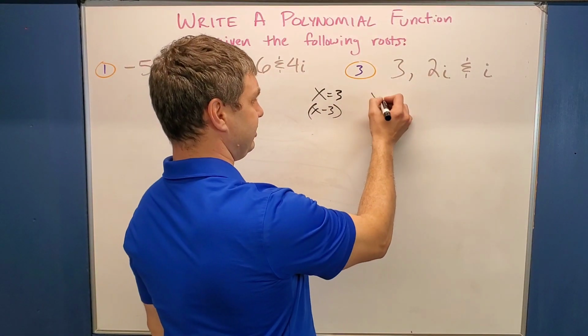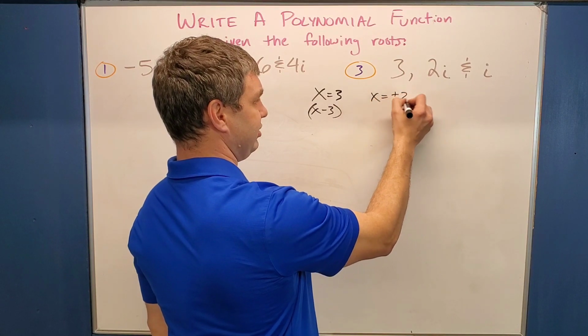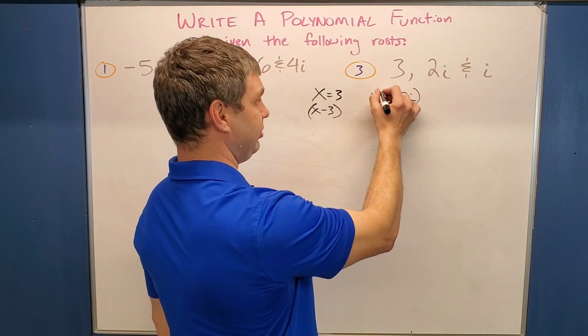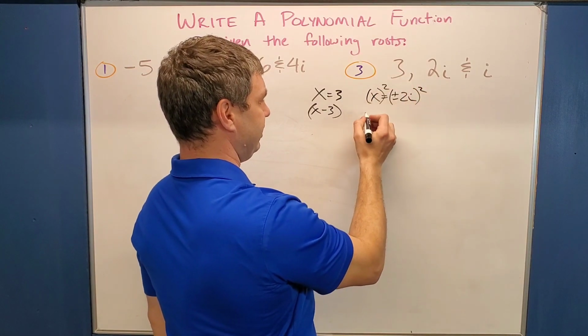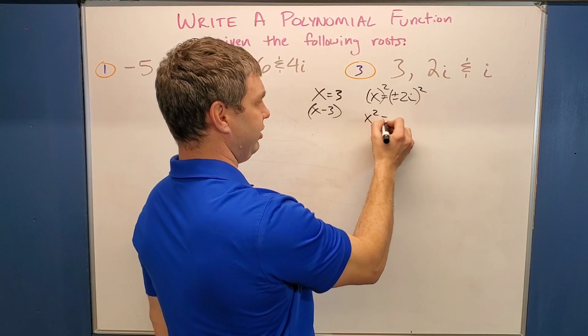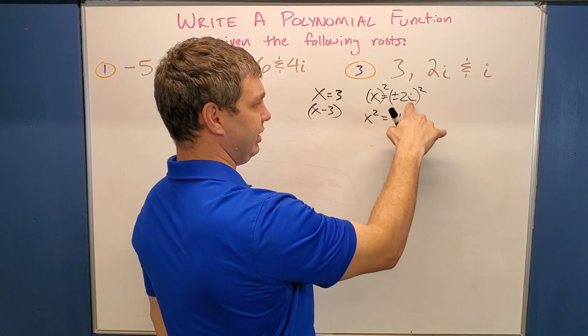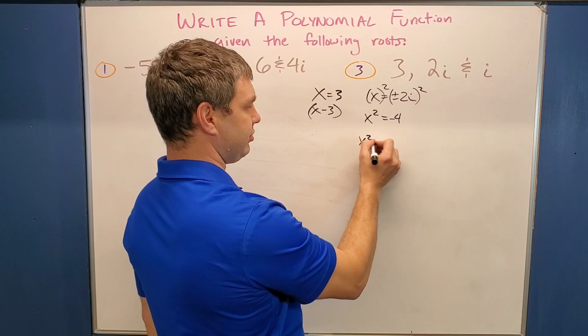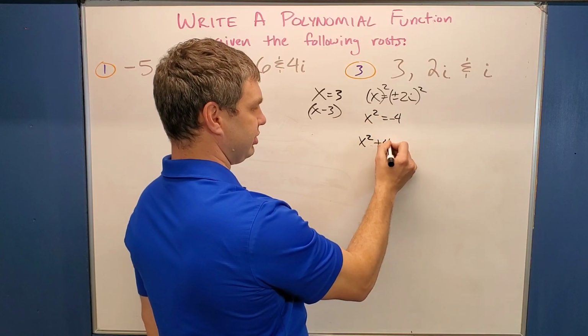And if I have that, x equals plus or minus 2i, to get rid of this i, we're just going to square both sides. And that will give us x squared equals 4 times i squared, and i squared is -1, so it'll be -4. So the factor is going to be x squared, add that over, plus 4.